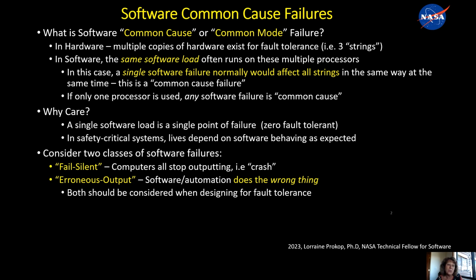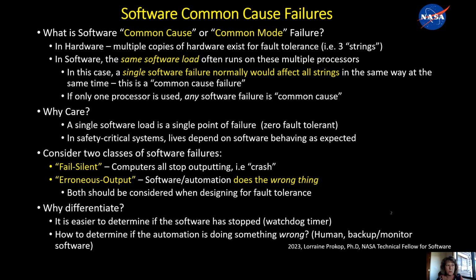So when you think about software common cause, you really have to think about both of these cases. What if the software does something wrong? And what if the software stops? And why differentiate? Because the first one, the fail silent, is pretty easy to detect. But the second one is not. The second one really requires maybe a human to watch what it's doing, maybe some kind of a software backup monitor. In the first one, you can just put a watchdog timer in and do something if it stops, reboot or tell somebody. But the second one is a little trickier to detect.